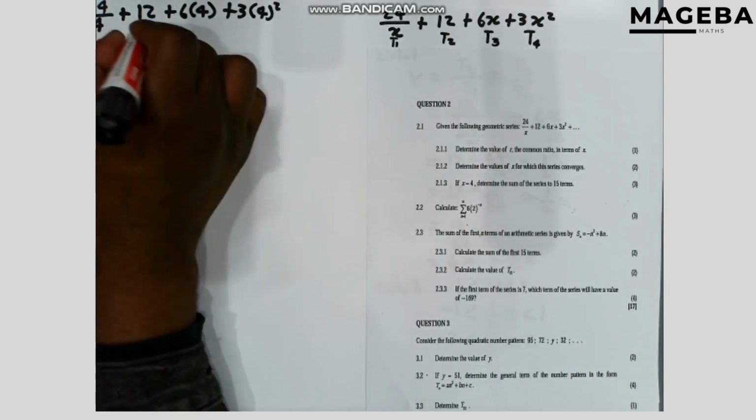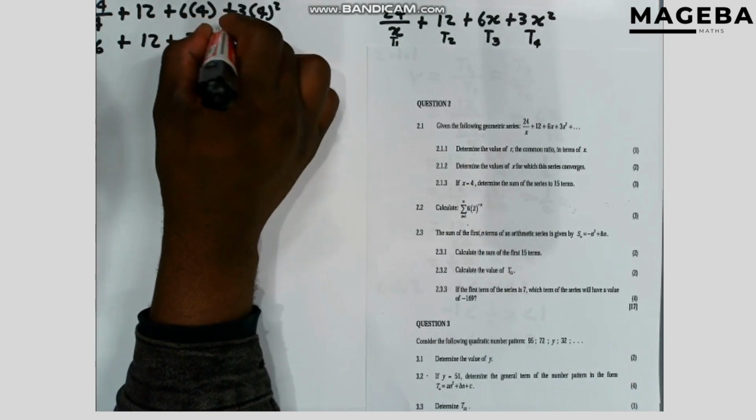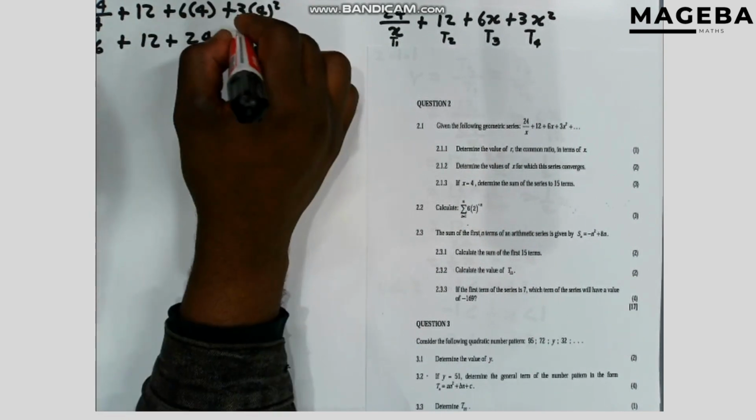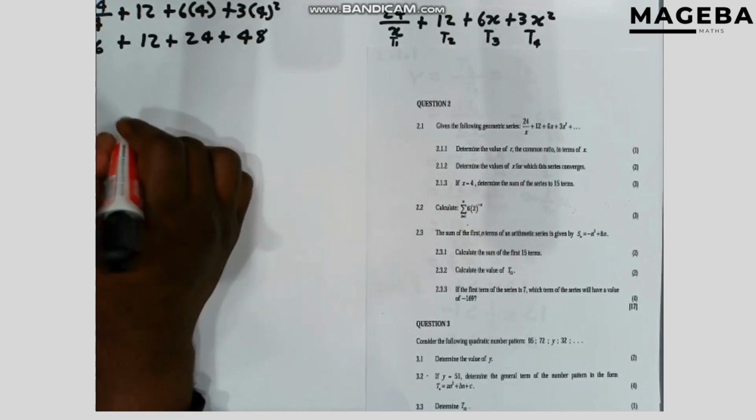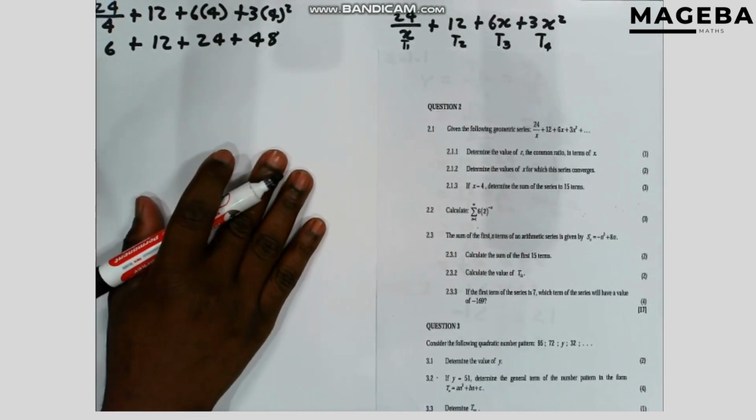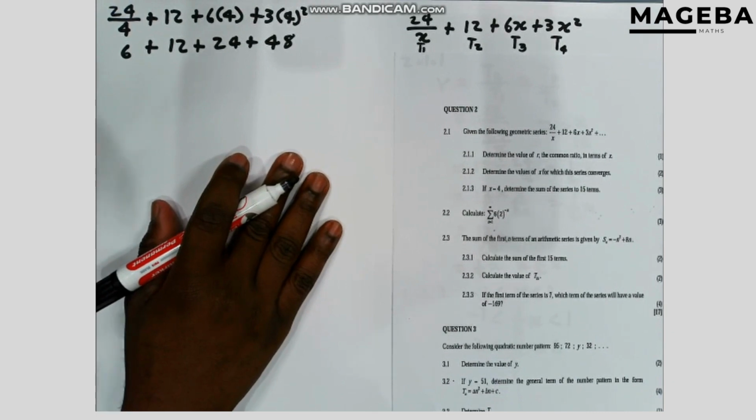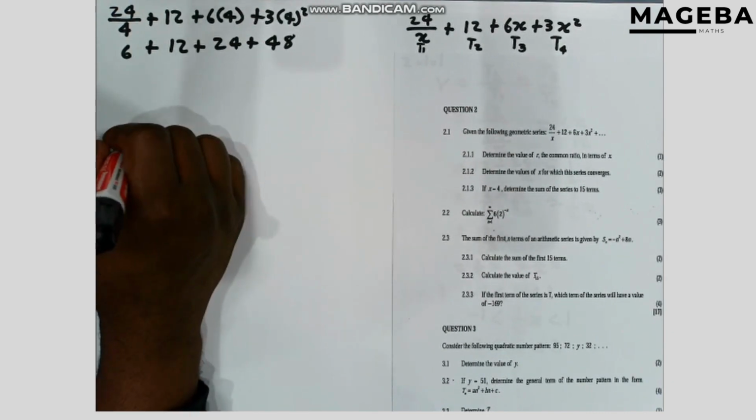And then finding our series now: 24 over 4 is 6, then plus 12, 6 times 4 is 24, and then 3 into 4 squared, it's 48. So this is our series now, and then we need to find the sum.